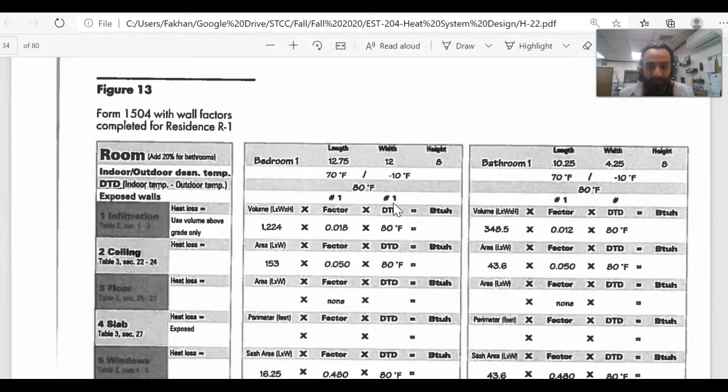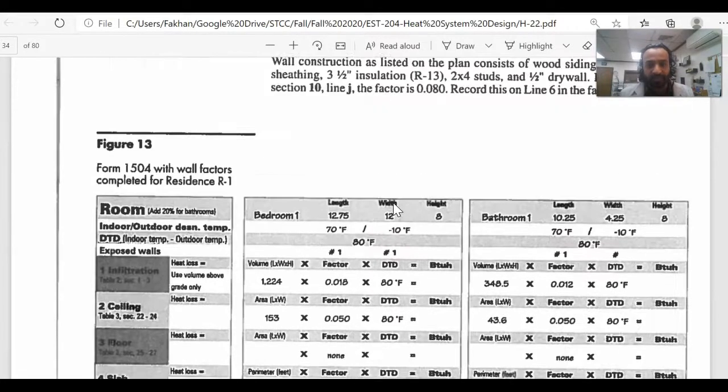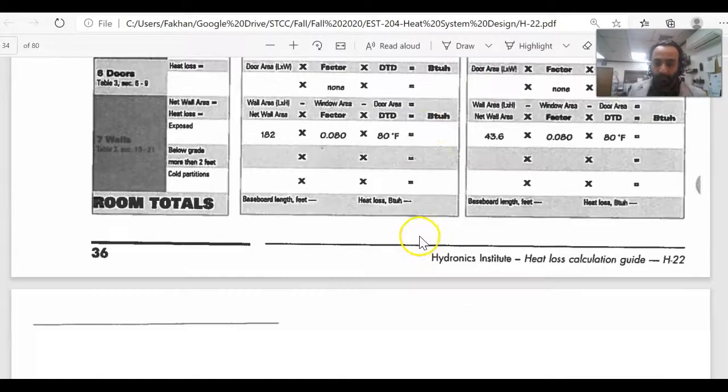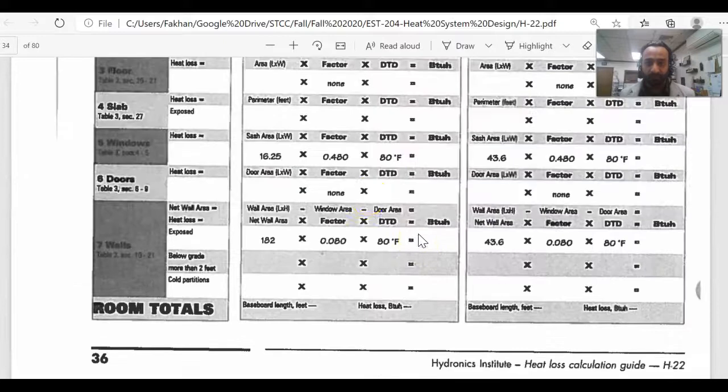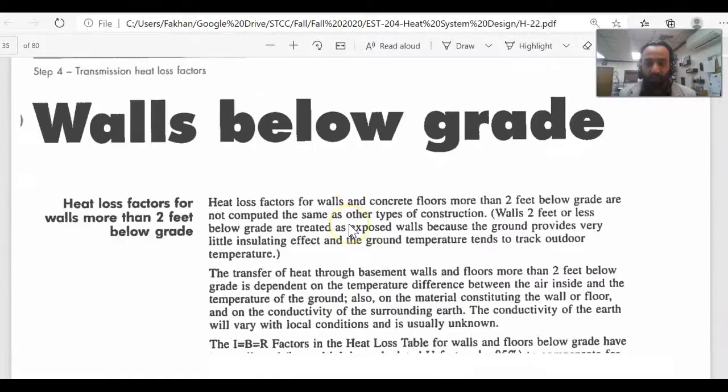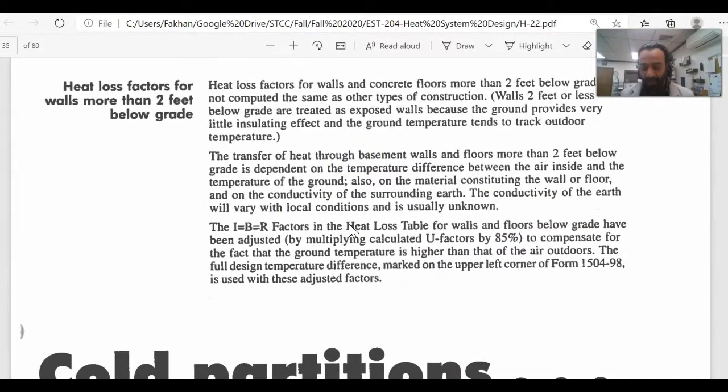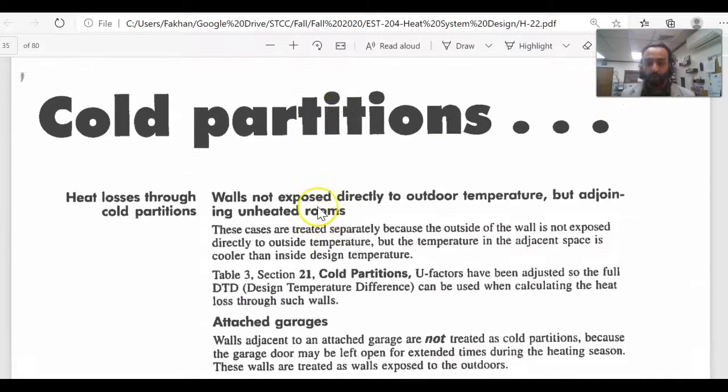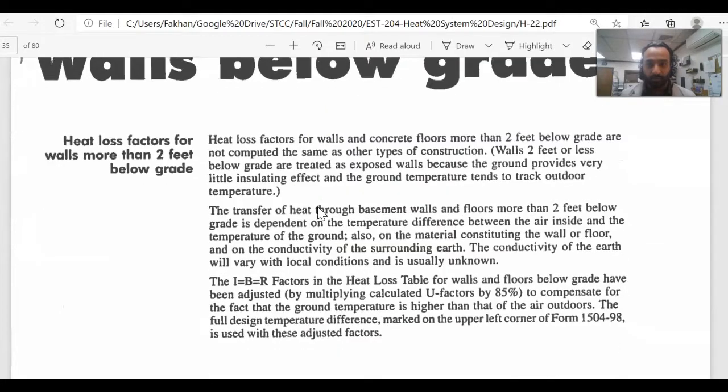Exposed wall. And here is the table being filled up. Little by little, it's getting full, and you can see all the information is in it. Walls below grade, that is, if the wall is half to the outside and half is buried, that's below grade. And cold partitions. So let's see about walls below grade.